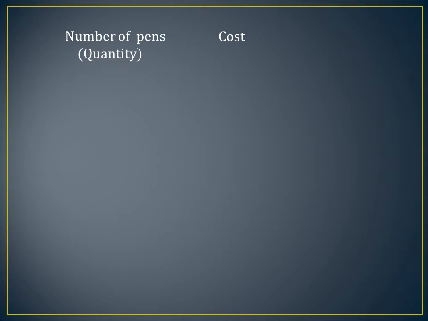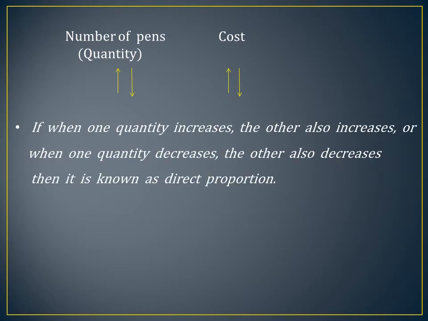Let's assume you buy 4 pens first and after a few days you again go to buy some more pens. Let us say you buy 10 this time. What you will observe is that when you buy more pens, the price that you need to pay is also more. Therefore, as the number of pens increases, their cost also will increase. And if the number of pens you buy decreases, then their cost also decreases. Such a relation in which if one quantity increases, the other also increases is known as direct proportion.